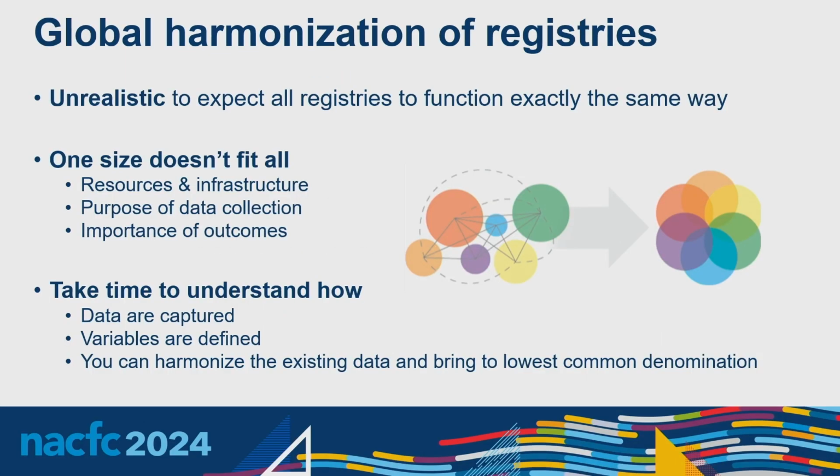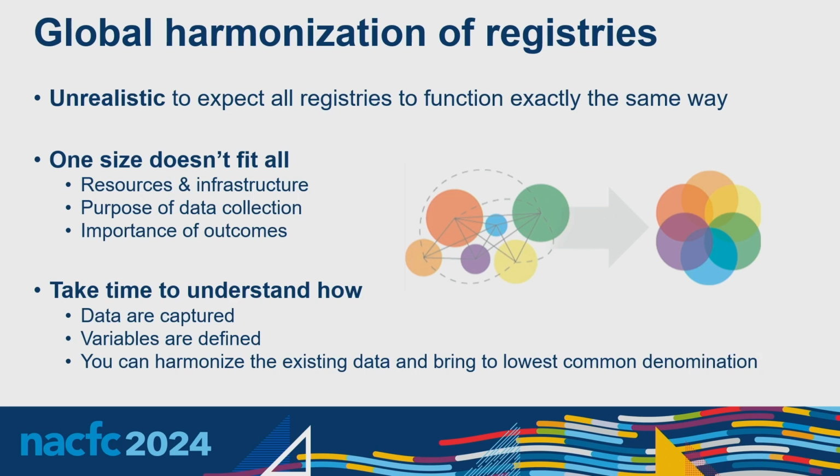So I think it's difficult to compare the reports, and it's also unrealistic to expect registries to function and collect data in exactly the same way. It's just not realistic. It's not going to happen. And that's because, as I said at the beginning of this talk, some of these registries have been around for a very long time. They have a lot of resources behind them, a lot of infrastructure, and the purpose of data collection is different. So in Canada and the US, for example, we're thinking now about, should we be collecting information on cardiac outcomes? Should we be collecting information on other emerging complications?